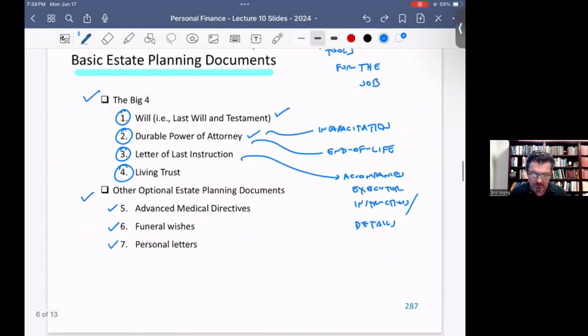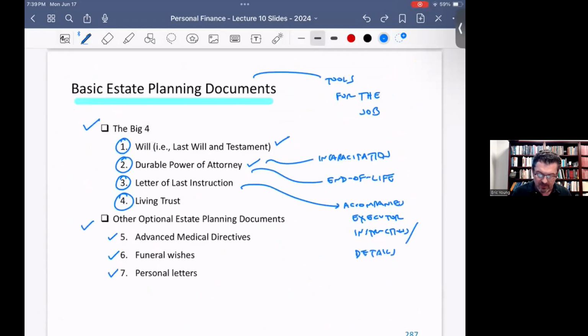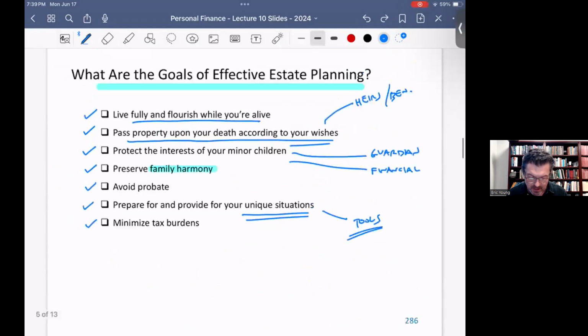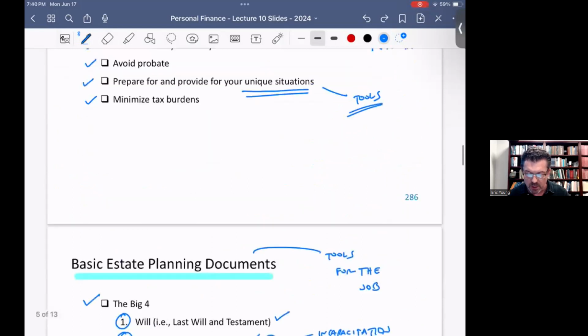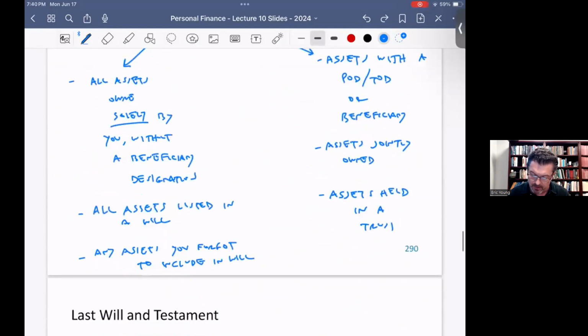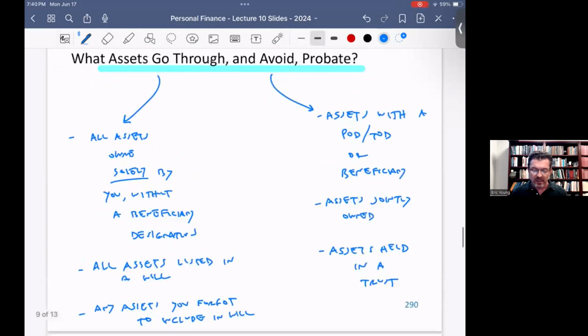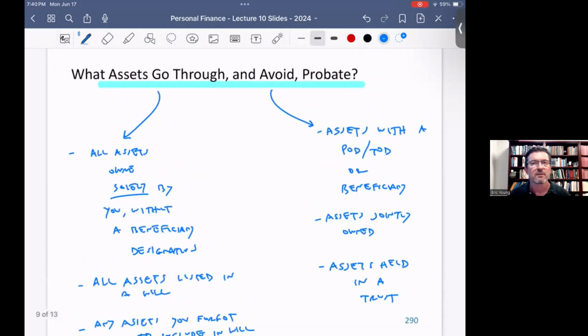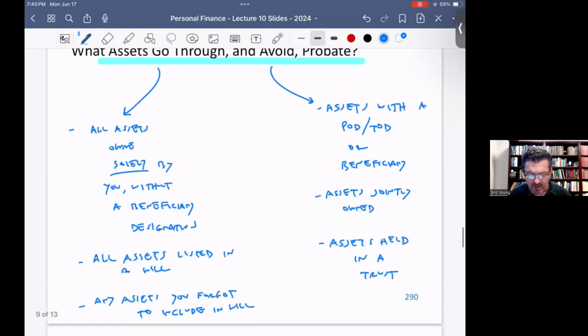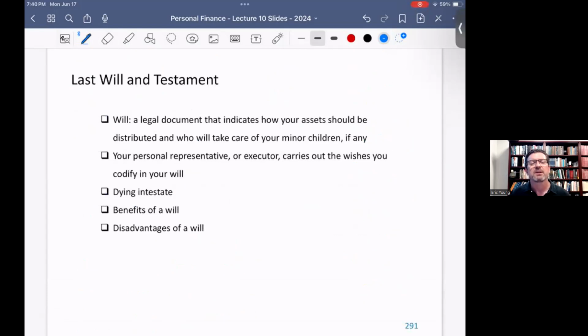We established up here that the living trust is a potential estate planning document, and that one of your goals is to avoid probate. So that's what we're talking about in this slide here. These are assets that go through and avoid probate. Let's wrap this up now with a deep dive into our documents.